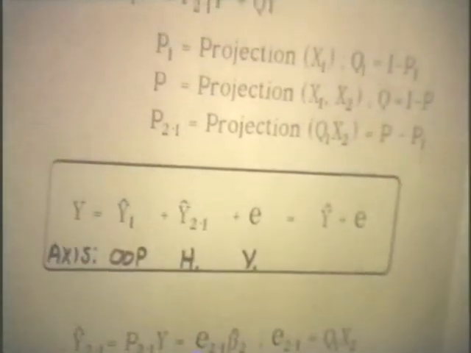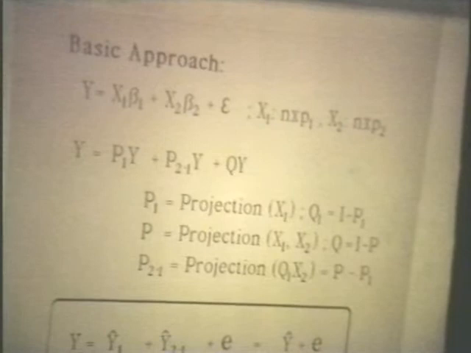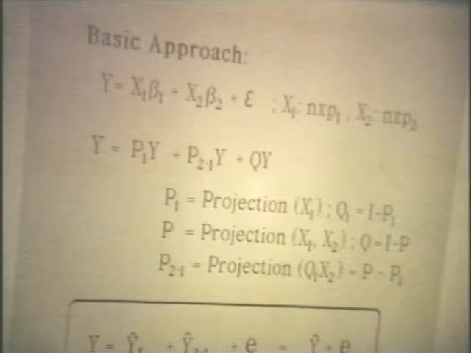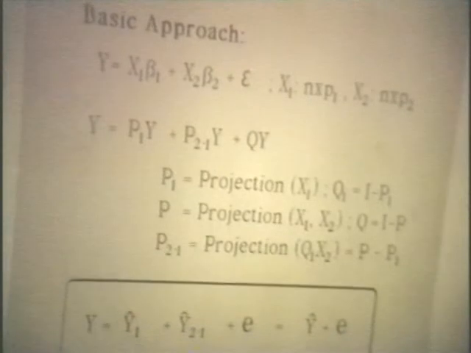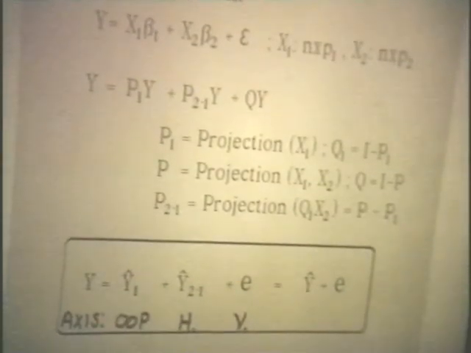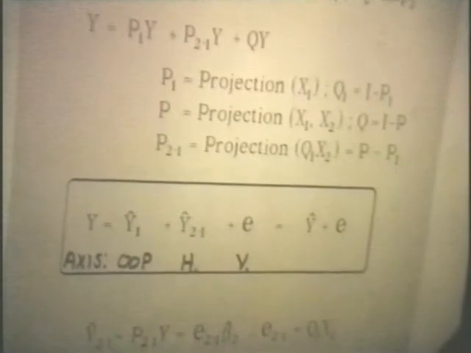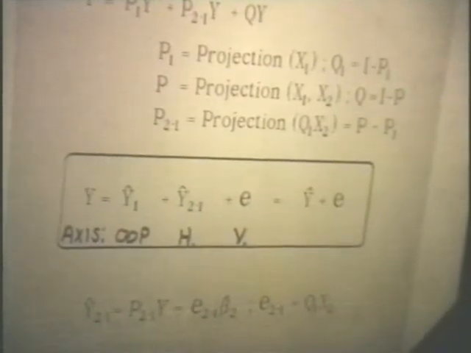Here's the basic approach. Again, we have the partition model repeated from the previous slide. That partitions y into P1 y plus P2.1 y plus Q y, where P1 is the projection operator for x1, P is the projection operator for the full column space of x, and P2.1 is the projection operator for the part of x2 that's orthogonal to x1. So with that partition, what we're going to put on the 3 axes is indicated inside the box. On the out-of-page axis, abbreviated OOP, we're going to put y hat 1, the fitted values from the regression of y on x1 alone.